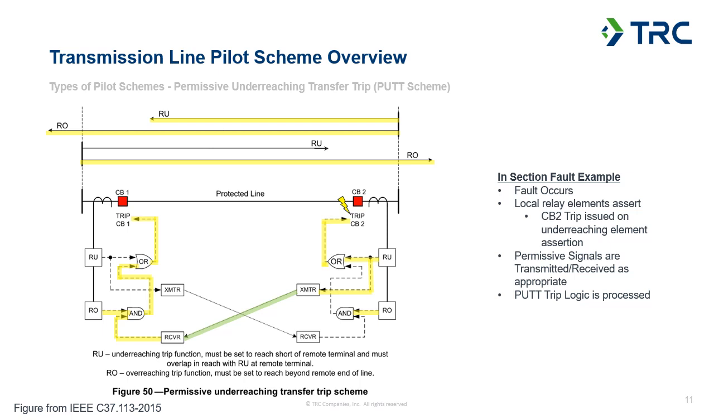And you can see because the underreaching element at terminal 1 never asserted, that permissive was never sent from terminal 1 to terminal 2. So the AND gate associated with the overreaching element at terminal 2 never asserts. But that's okay because the underreaching element at terminal 2 has already operated to trip that breaker. So once the trip decision is made, both circuit breakers, breakers 1 and 2, are both tripped, and the scheme has made an appropriate trip decision to clear that fault.